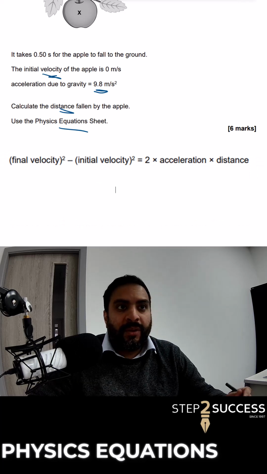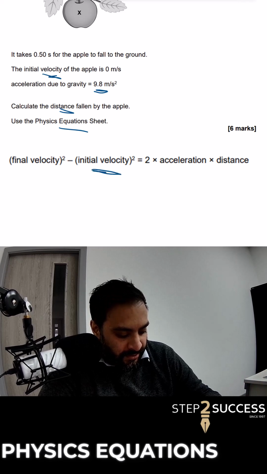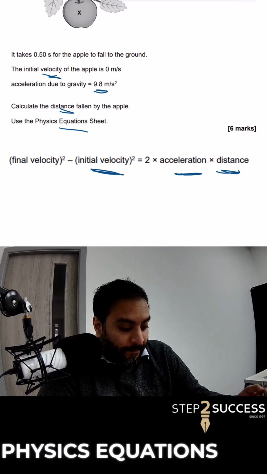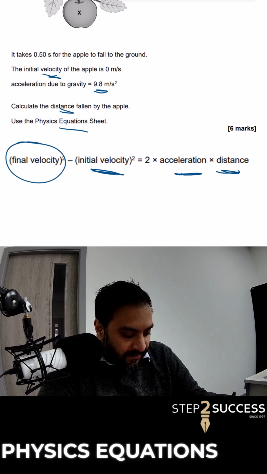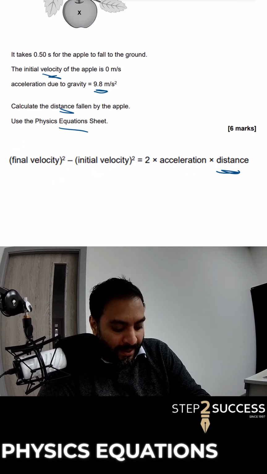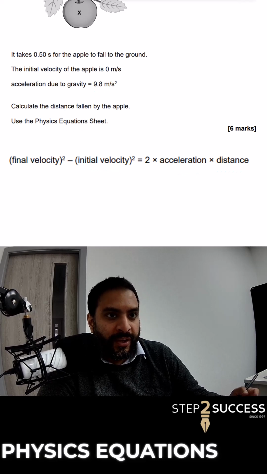And you note that a lot of the stuff that we need for this equation is given to you in the question. So we have the initial velocity, we have the acceleration, we want to know the distance. And so the thing we're missing is the final velocity here. So we can't currently use this equation because we don't have enough information. But there is another equation on the equation sheet that can help us here.